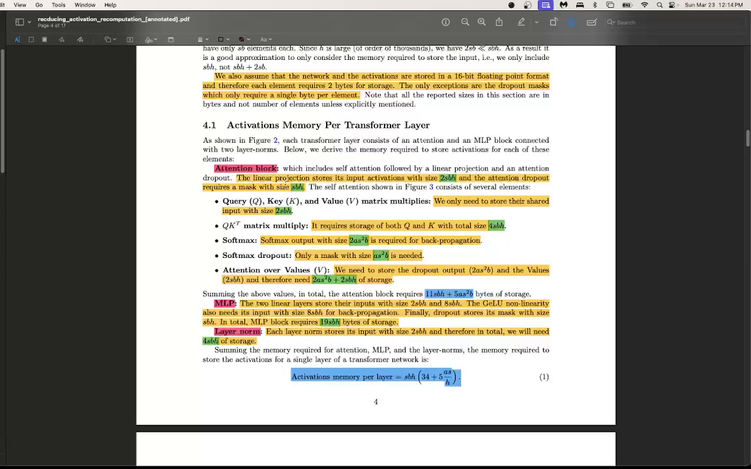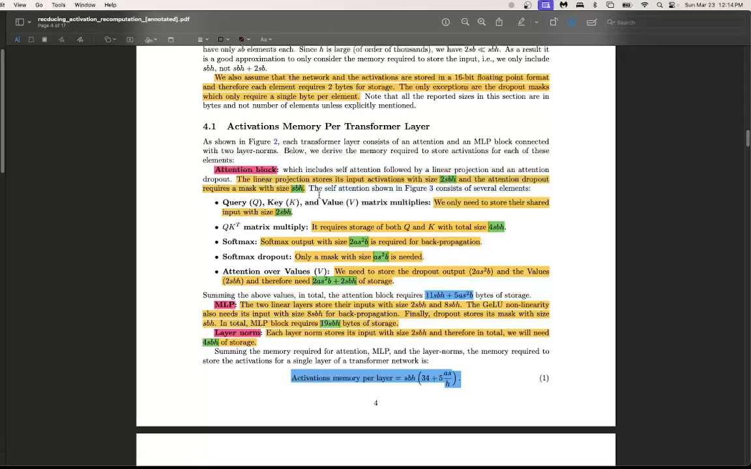Basically, first there's the attention block, MLP, and layer norm. Those are what they're going to look at. For the attention block, let's start with the Q, K, and V projections and what we need to store in order to do the backward pass later. We're going to be storing the input activations: for each batch we have the sequence and then the hidden dimension. So B times S times H, and then 2 bytes per element, because this is assuming 16-bit floating point format. So that's probably B times S times H times 2.